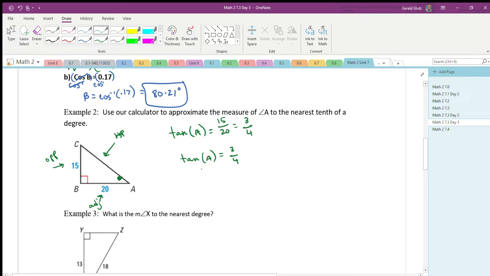How do I get rid of a tangent? Well, I'm going to take the inverse tan of both sides. So inverse tan of tan, they cancel each other out, they're inverses. So now we're left with just A on the left side. On the right side, we now have inverse tan of 3 over 4, which is 0.75. So I type in 3 divided by 4, 0.75, and then I take the inverse tan, and you should get 36.87 or so. 36.87 degrees.